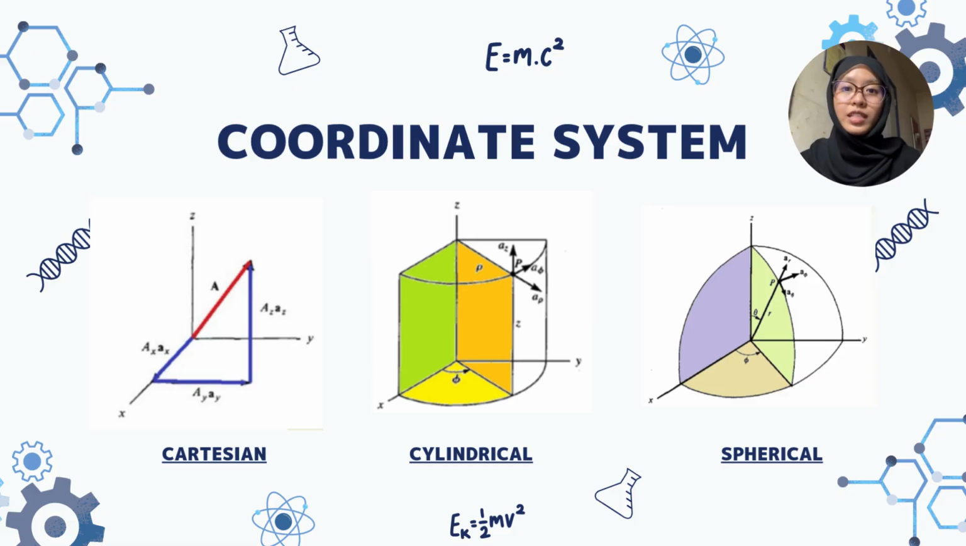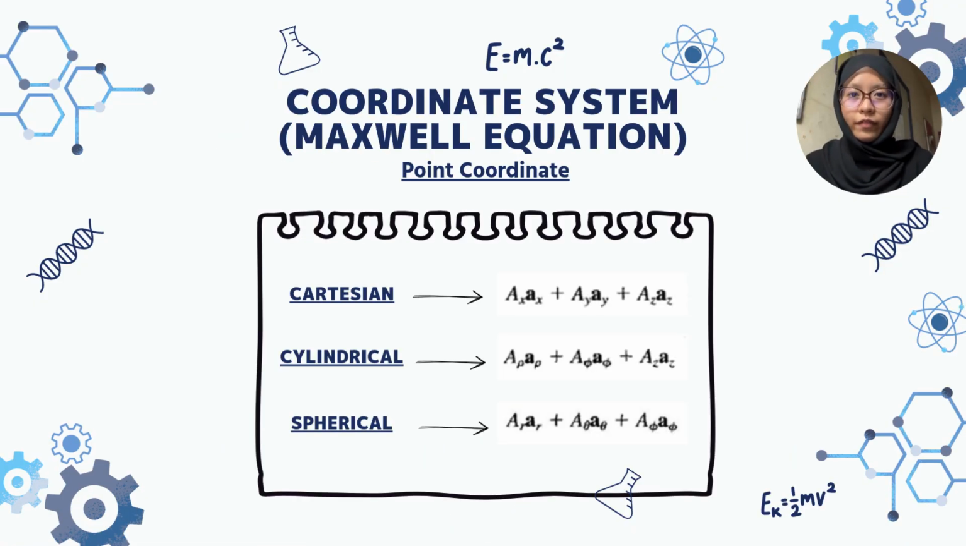depending on the structural symmetry of our problem. We use three primary systems: Cartesian, cylindrical, and spherical. Here is how a vector field A is expressed in each framework. In Cartesian, it is broken into linear components Ax, Ay, and Az.